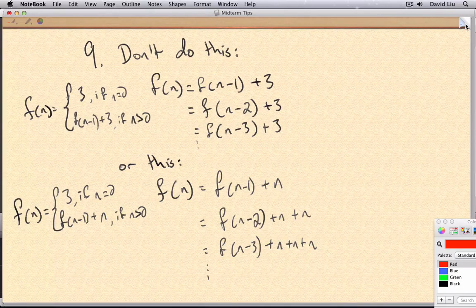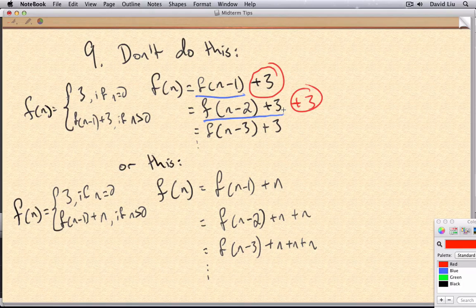Okay, repeated substitution mistakes. I mentioned these in class. First one, don't drop the non-recursive part when you're doing repeated substitution. Repeated substitution changes f of n minus 1 to f of n minus 2 plus 3. Don't forget about the plus 3 here.